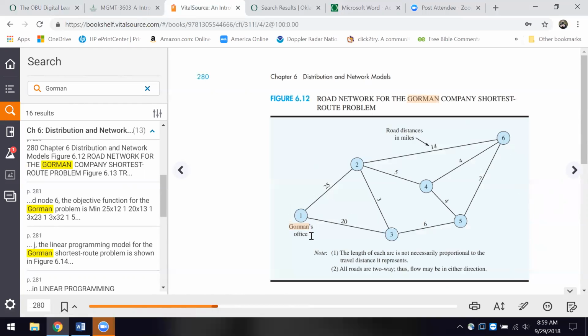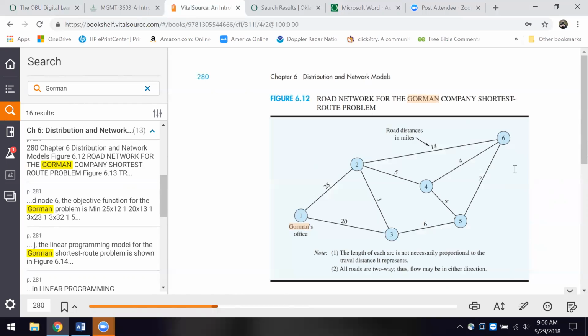Here's the office at Gorman, and they've got various distribution points. All right, and the costs, the miles they have to travel. Obviously, the more miles they travel, the higher the cost.